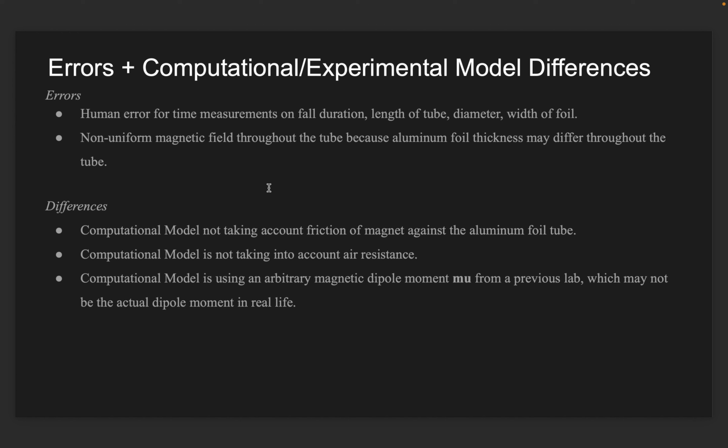the tube. Some differences between the computational model and our experiment were that the computational model didn't take into account friction of the magnet against the aluminum foil tube. It also didn't take into account air resistance. And finally, the computational model is using an arbitrary magnetic dipole moment mu from a previous lab, which may not be the actual dipole moment in real life.